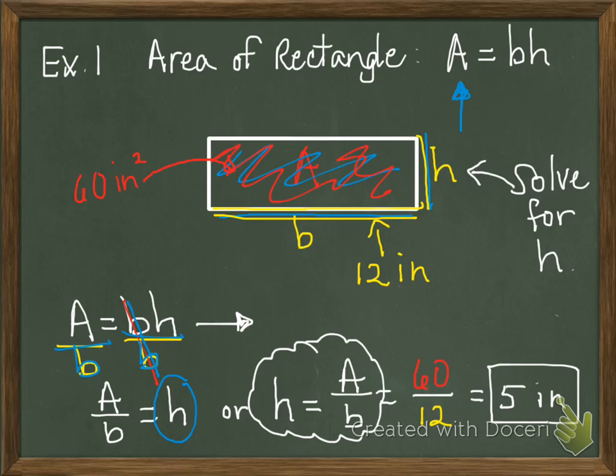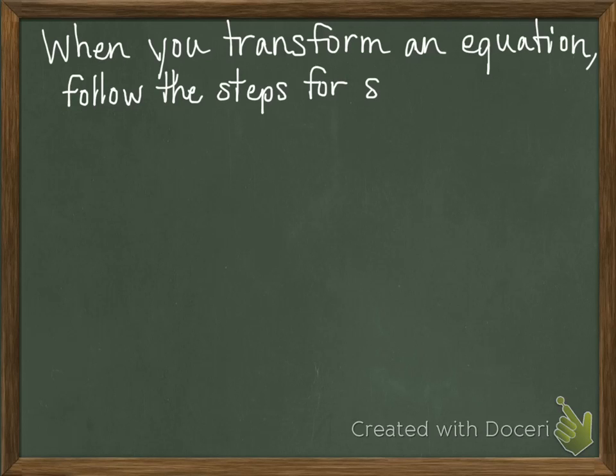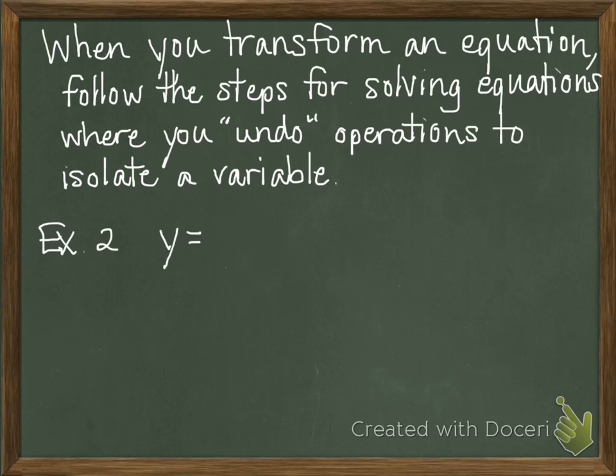Now, you're not going to be solving formulas. You're really just going to be rearranging formulas or rearranging random equations using the rules for solving equations. So that's what I want you to focus on now. When you transform an equation, you just follow the steps for solving equations, where we undo operations in order to isolate a particular variable. For example, in the equation y equals mx plus b, you're familiar with that equation as being the slope-intercept form of a linear equation.